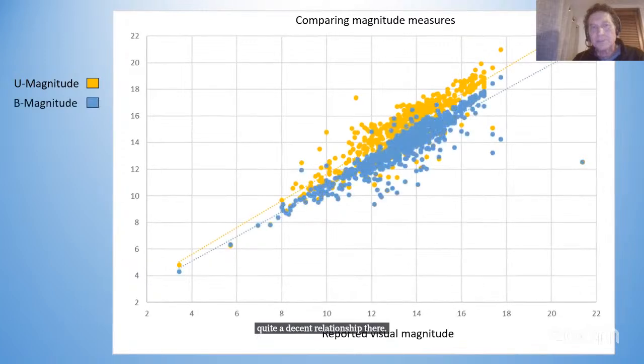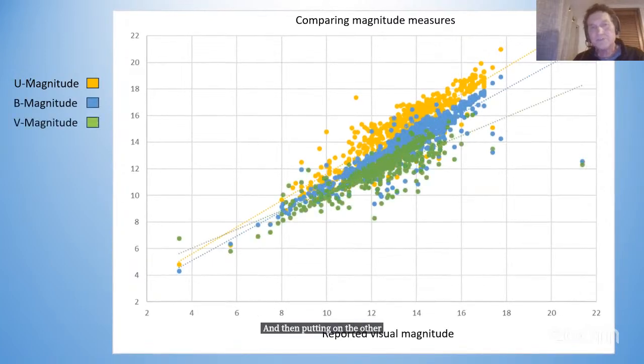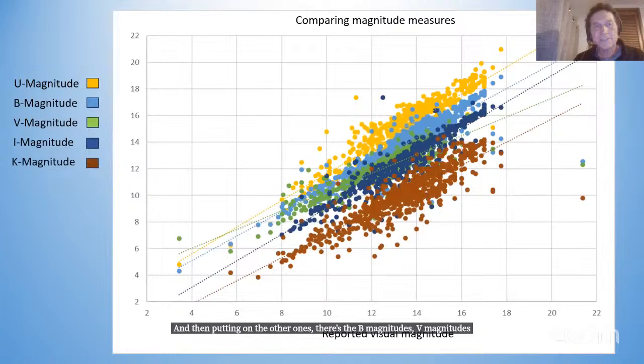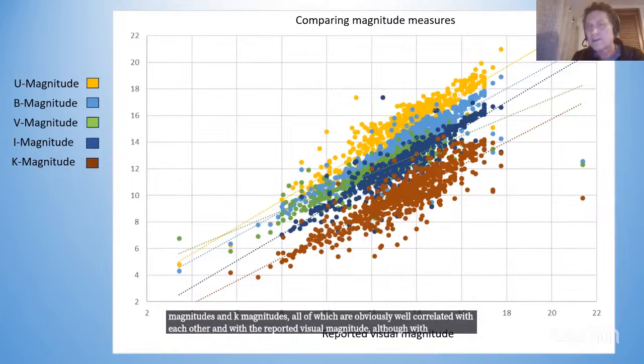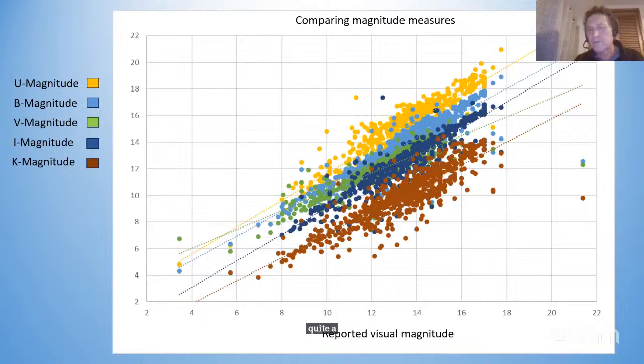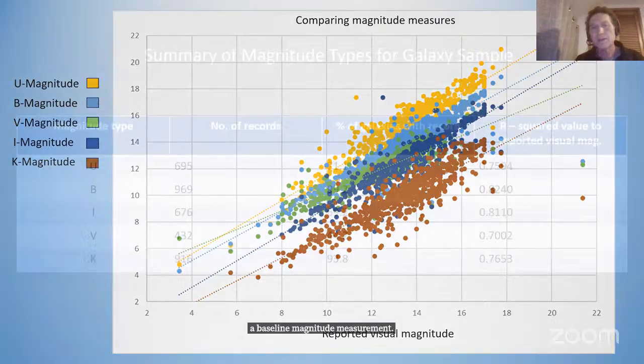And then putting on the other ones, there's the B magnitudes, V magnitudes, I magnitudes, and K magnitudes, all of which are obviously well correlated with each other and with the reported visual magnitude, although with quite a variation around them. So there's a lot of options there for a baseline magnitude measurement, if you like.